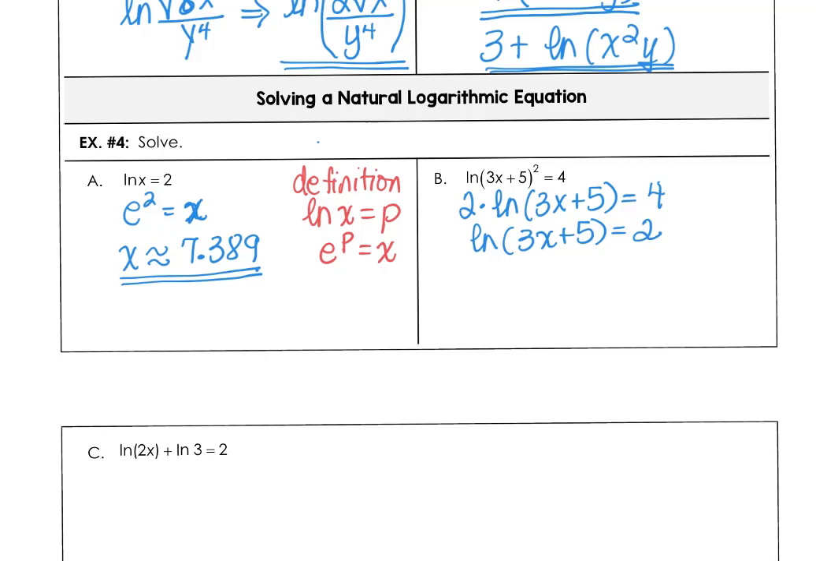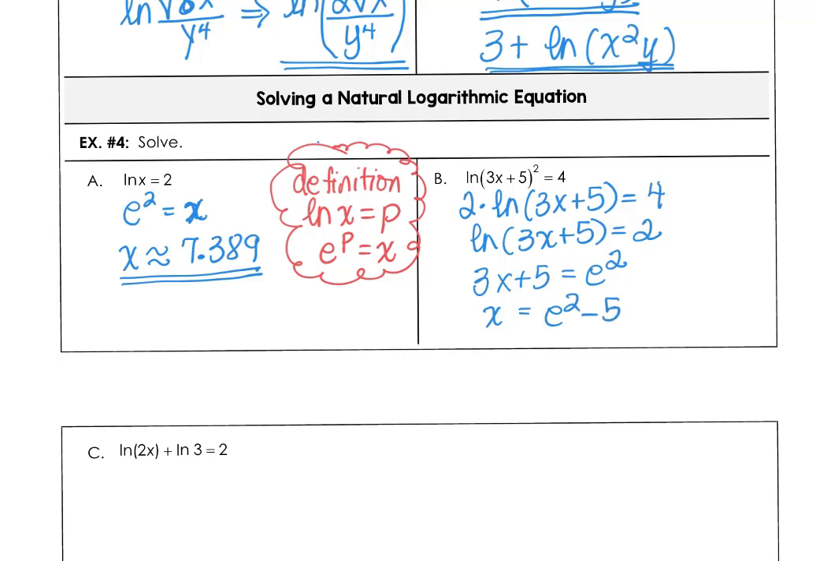And then use our definition here. If you have the natural log of a number equals to a power, then e to the power, so e to the second, is going to be equal to the number 3x plus 5. Then solving for x, we want to subtract 5 and divide by 3. There's our exact answer. Divide by 3. I wrote a 2. So let's fix that. Divide by 3.